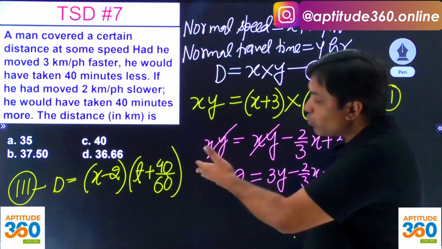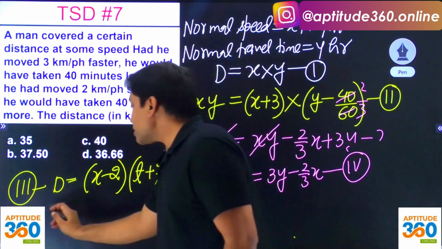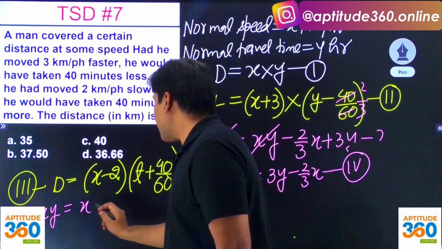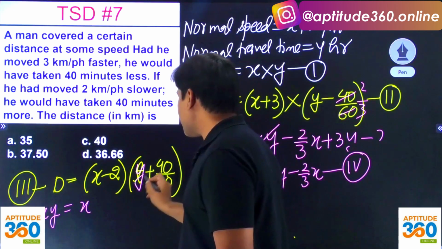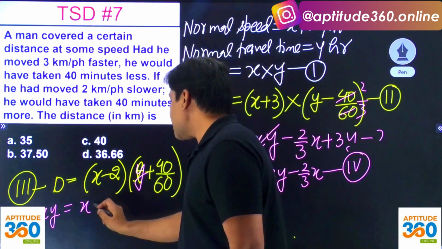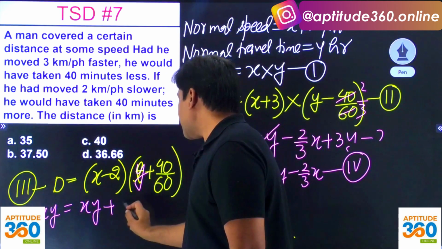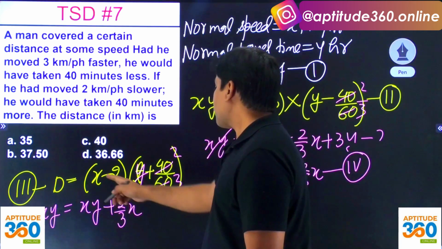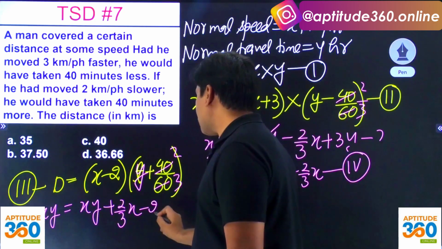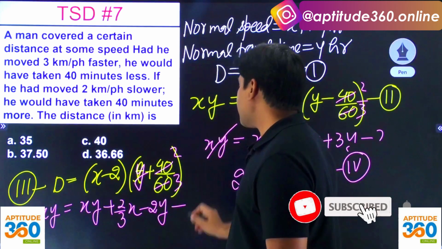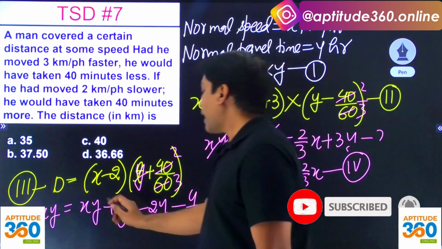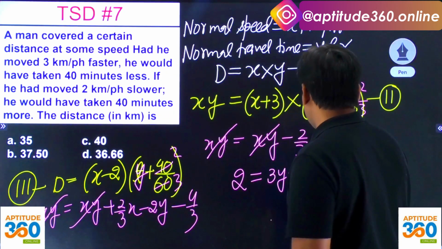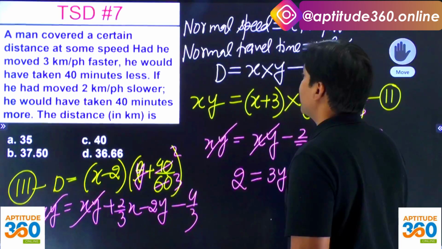Now, what do we have to do? We have to simplify this one also. So distance is equal to x into y, that you know. And this is x, now y, not t. So this is x into y plus 2 by 3 x, because this is 2 and this is 3, so minus 2y minus 4 by 3. And xy and xy are gone. So what is the value that we are having? इतना पेशेंस रख के आपको सिंप्लीफाई तो करना ही पड़ेगा प्रॉब्लम.